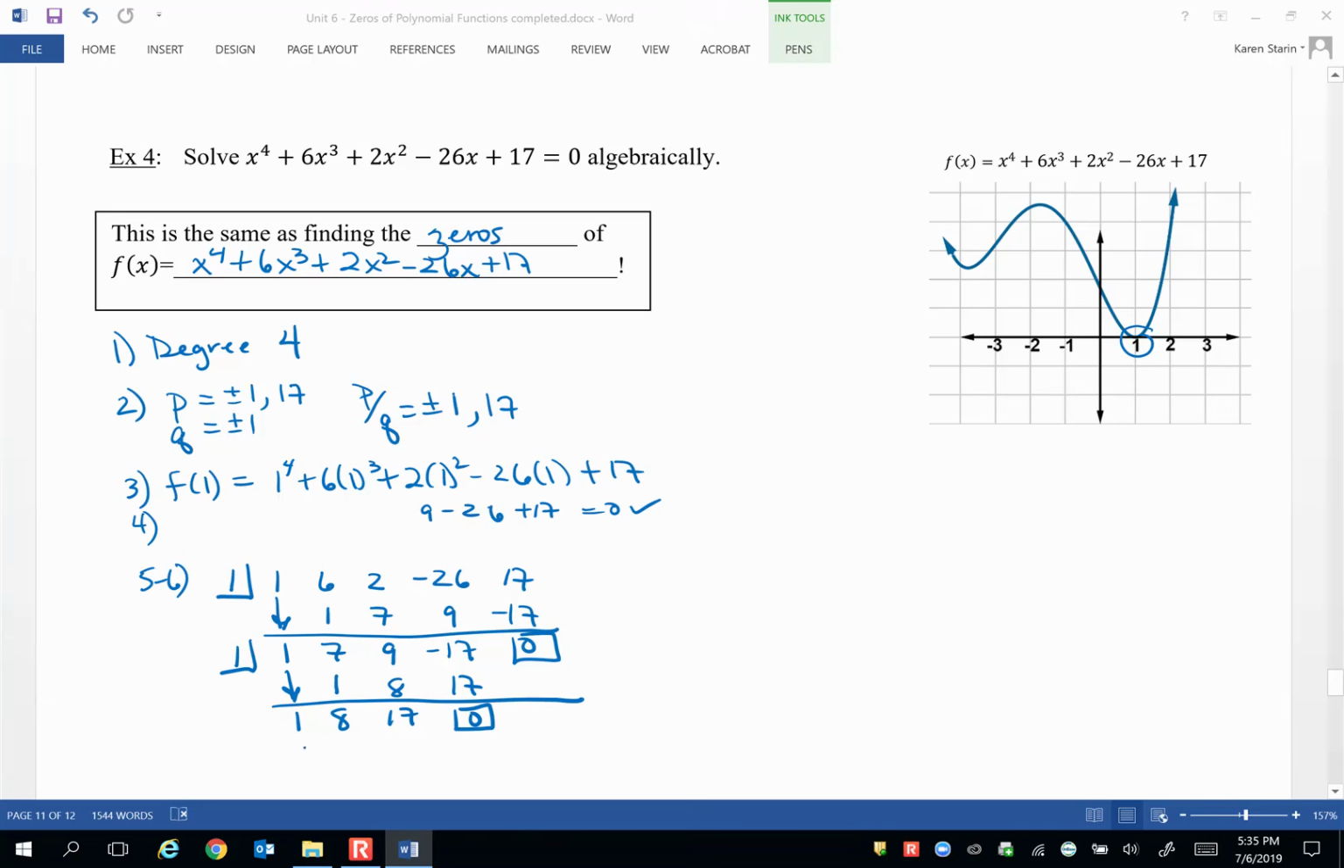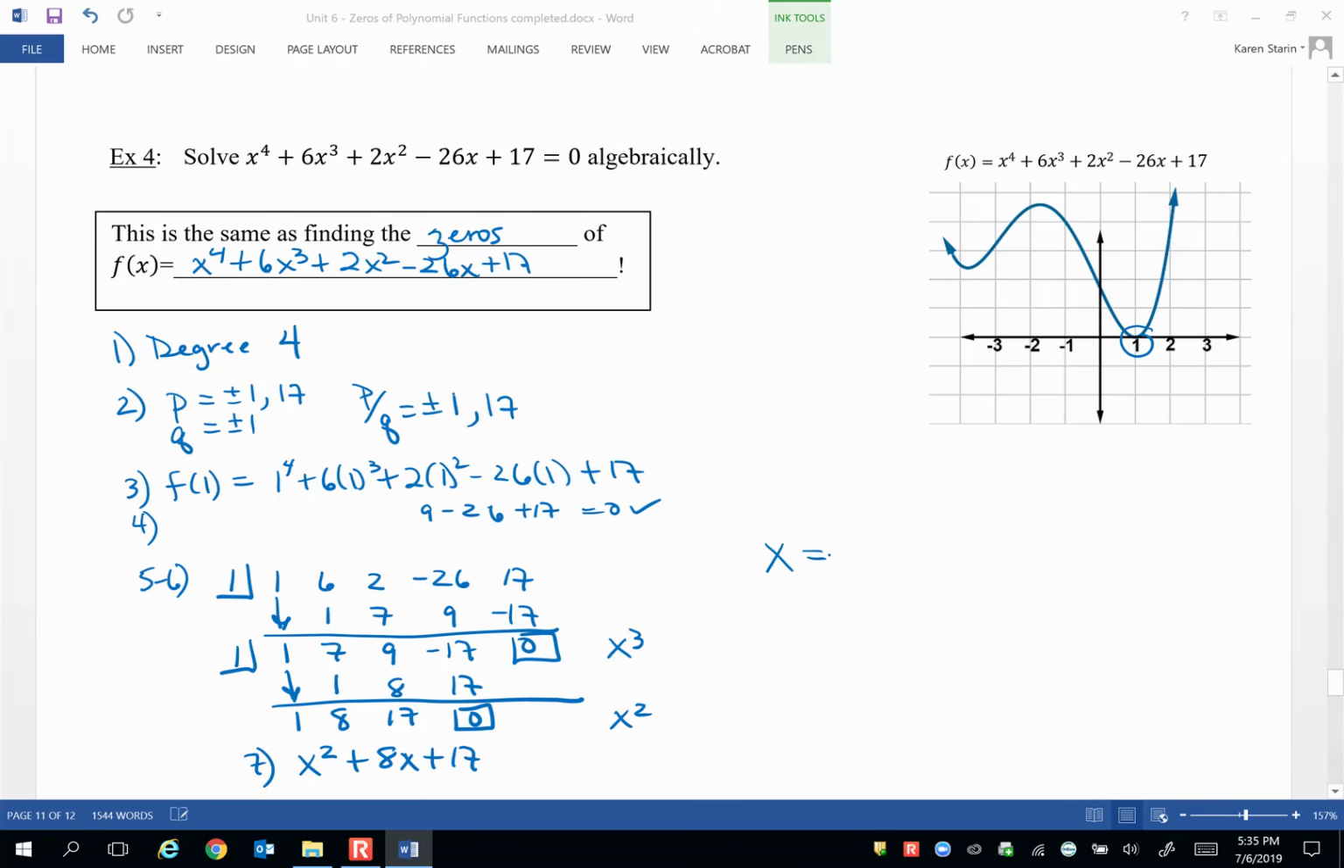So now I went down to a cubed in this one. Now I know I'm going to go down by 1 more degree, so this would be x squared plus 8x plus 17. So now, let's see, can I factor this? No, it doesn't look like I can take 1 and 17, no way, no how, and come up with a sum of 8, a positive 8. So we're going to have to use the quadratic formula.